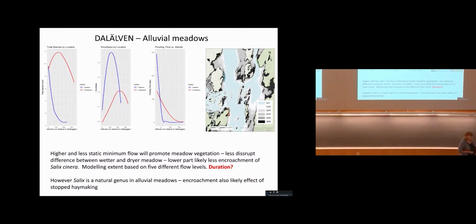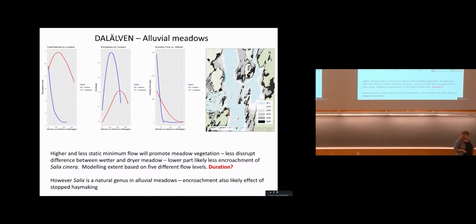And if we look at the flooding duration curves of the different places, you can see that they are quite different. Lower parts are flooded a long time in Dalälven, upper parts not flooded at all. In the Vindel River, it's more smooth. So a higher and less static flow will promote meadow vegetation, and we will see a less abrupt difference between the drier and wetter meadows. We would have a much more even distribution of species. And also, the lower part will likely have less encroachment of Salix cinerea.